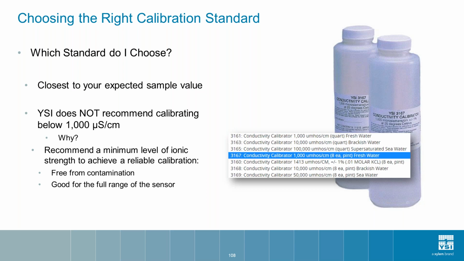Two, we recommend a minimum level of ionic strength in order to achieve a calibration that is good across the full range of the sensor. So basically, if you're measuring in low ionic strength environments, we do recommend at least calibrating to a 1,000 microsiemens per centimeter conductivity standard.